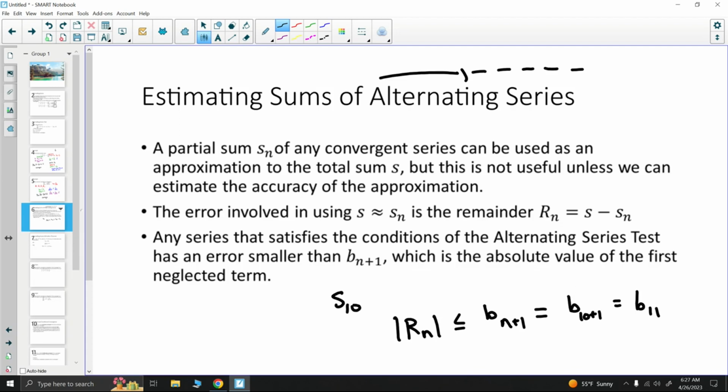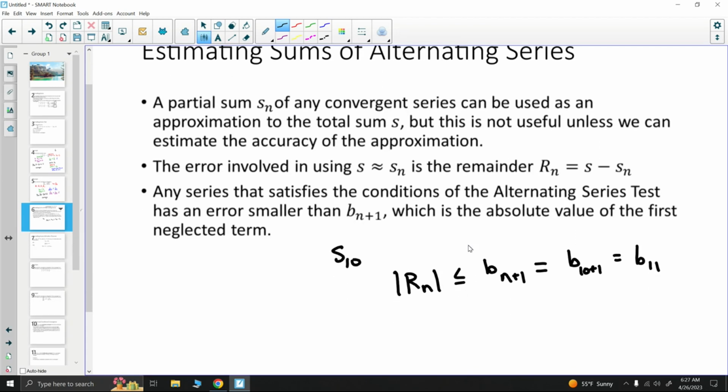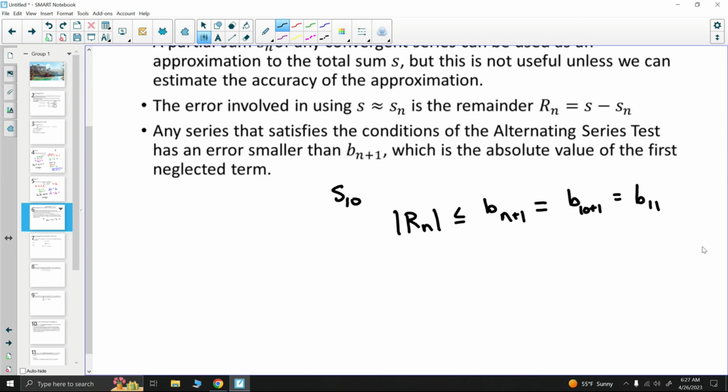Now, this might seem a little bit unbelievable at first, but I think it makes a lot of sense when you consider the fact that your first neglected term is going to be your biggest value from then on out, because we know it's decreasing. So it's the biggest term, but also we're not adding anything to that term, technically speaking, because if the first one's positive, let's go to the harmonic series, right? So if we have 1, 1/2, 1/3, 1/4, 1/5, and so on.